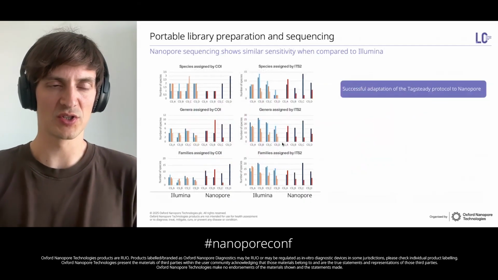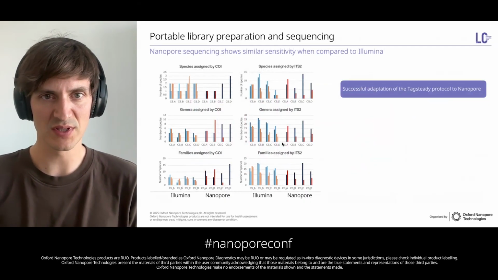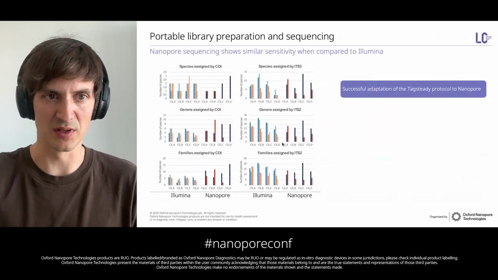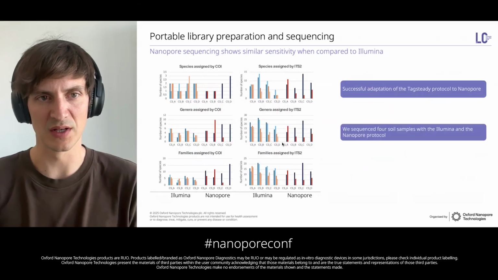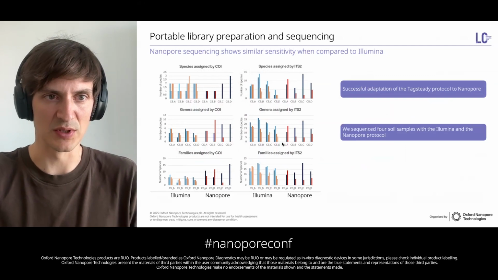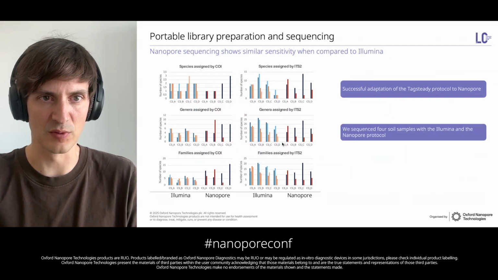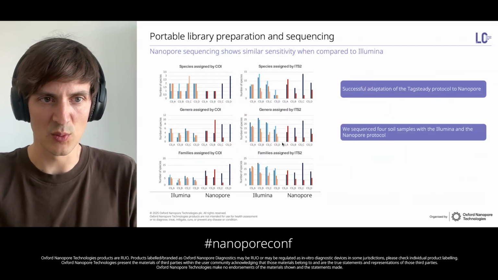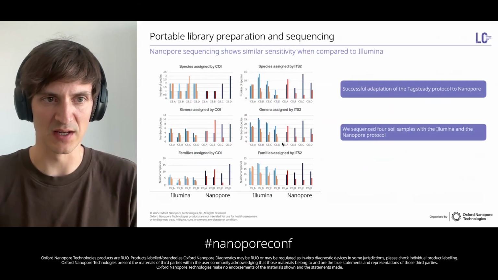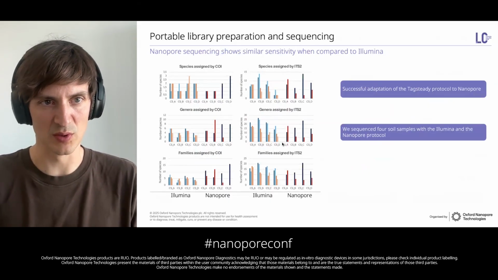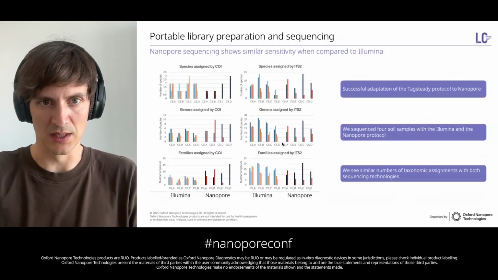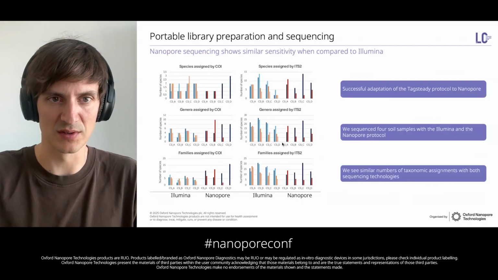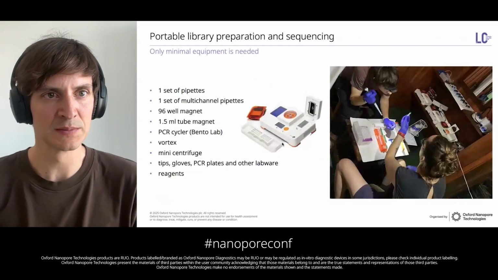Next, we wanted to make sure that our protocol works with nanopore sequencing. And so we adapted the protocol and sequenced 4 soil samples, both with Illumina and nanopore, and compared the detection of species. And this is what you can see over here on the left, both for COI and for ITS2. We see that with nanopore, we detect a similar number of taxonomic units on the different levels, species, genera, and families, and can confirm that this protocol works similarly with nanopore.